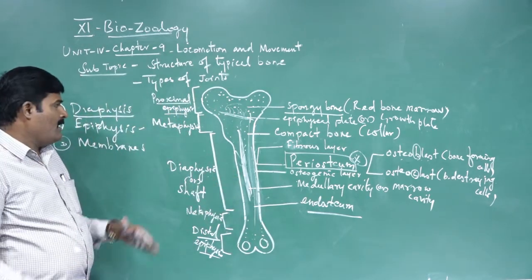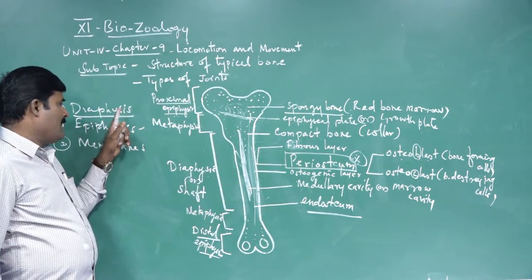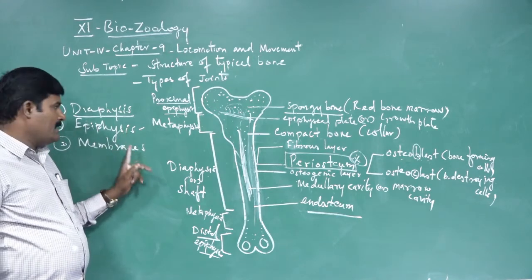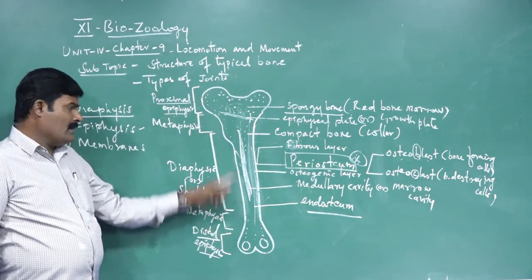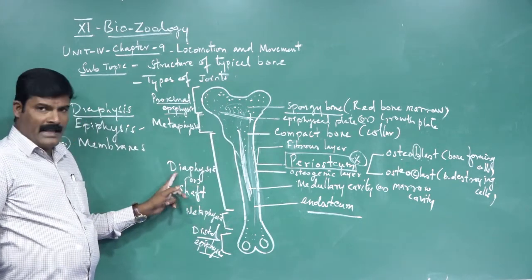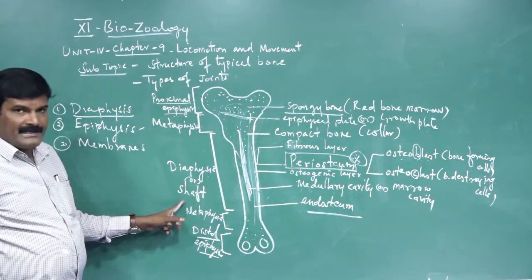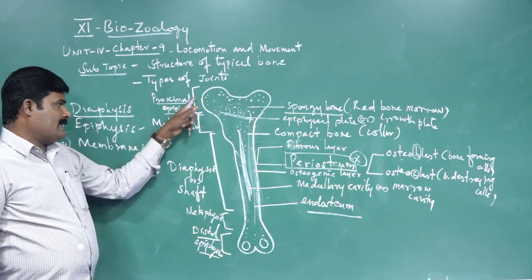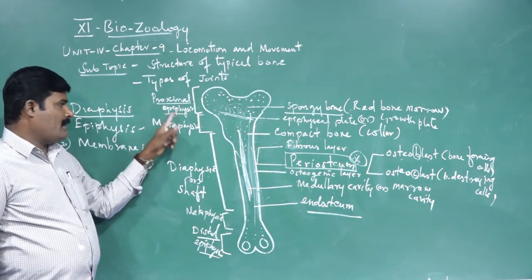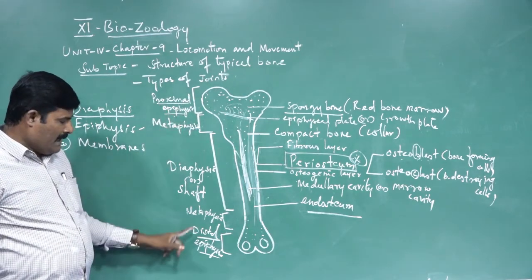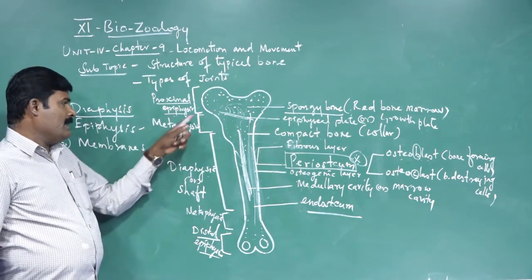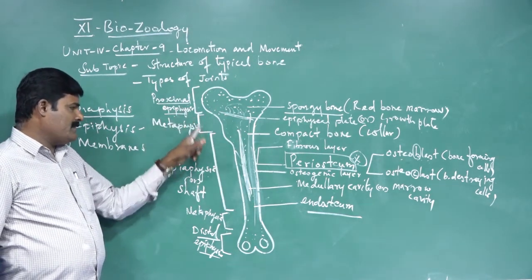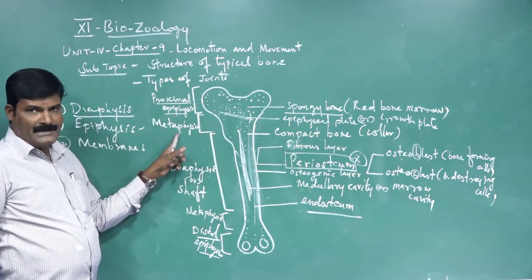So I repeat, there are three major parts: diaphysis, epiphysis and the membrane. Epiphysis is the bone ends. The long axis of the bone is called the diaphysis, otherwise called the shaft. The first end of the epiphysis is called the proximal epiphysis. The next end of the epiphysis is called the distal epiphysis. The region between the epiphysis and the diaphysis is called the metaphysis.